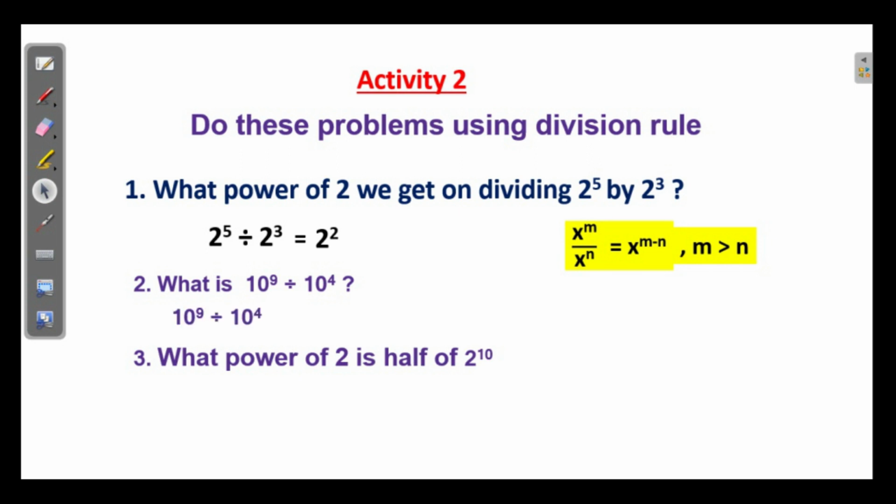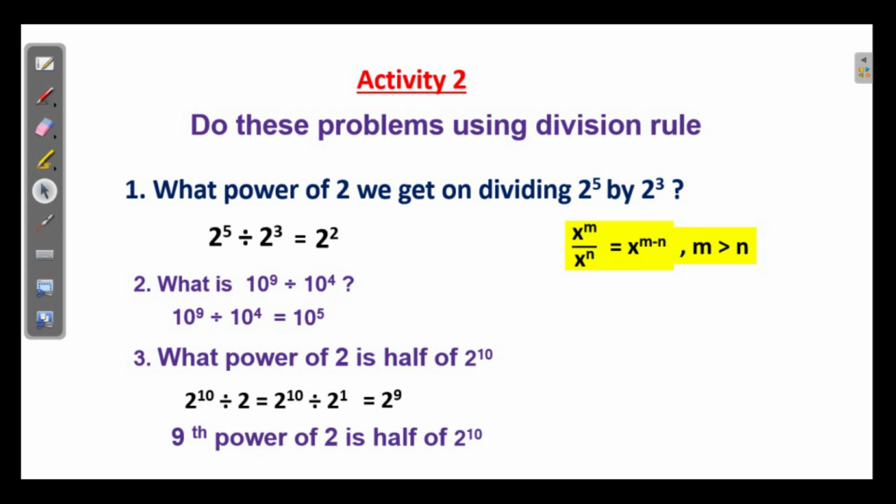What is 10 raised to 9 divided by 10 raised to 4? Here also the same rule, 10 raised to 9 minus 4, is 10 raised to 5. What power of 2 is half of 2 raised to 10? Half means divided by 2. 2 raised to 10 divided by 2, which is 2 raised to 1, so 2 raised to 10 minus 1 is equal to 2 raised to 9. Then the 9th power of 2 is half of 2 raised to 10.